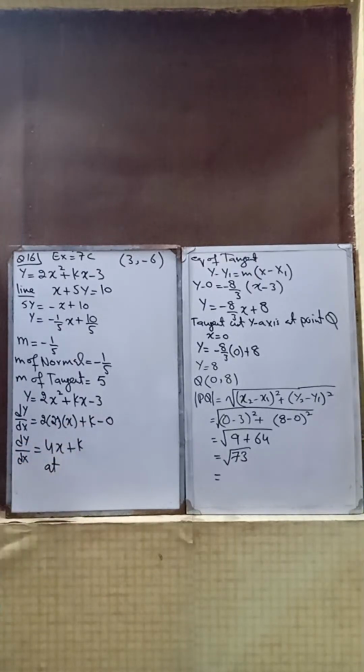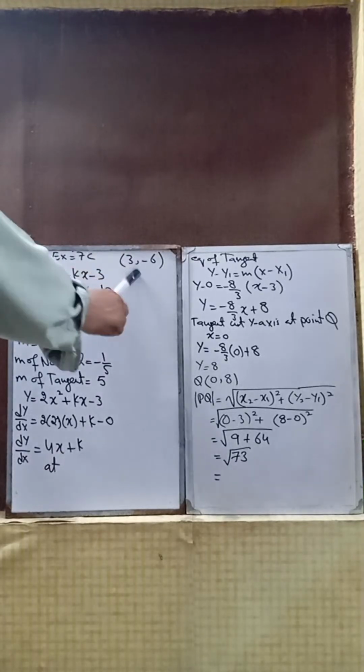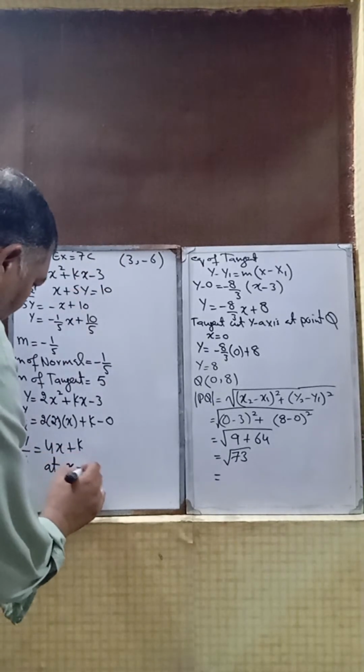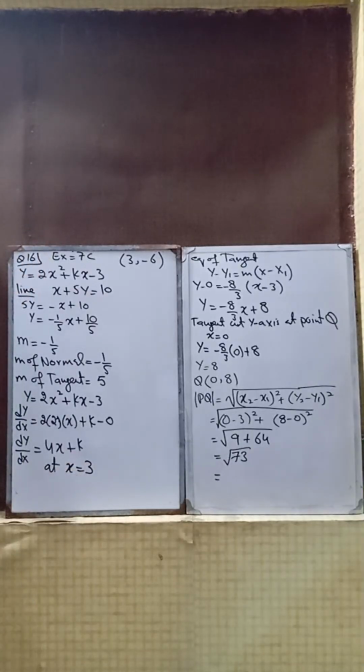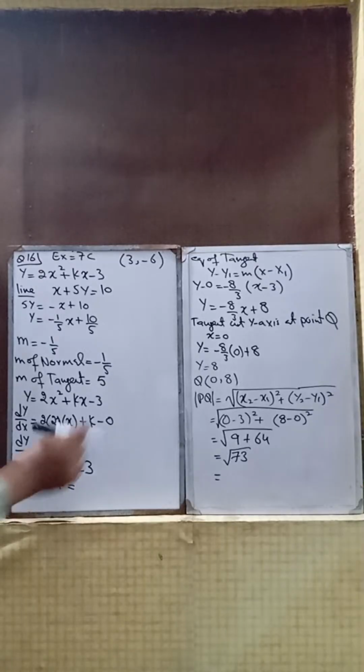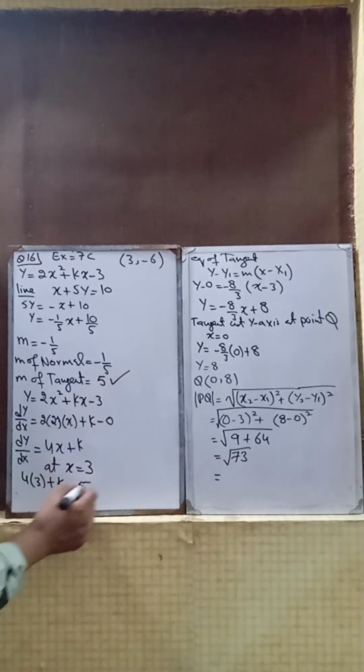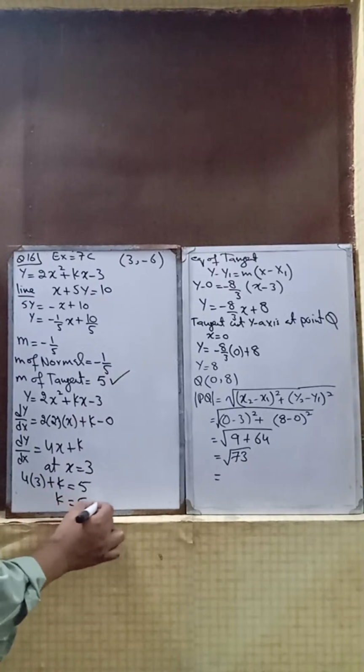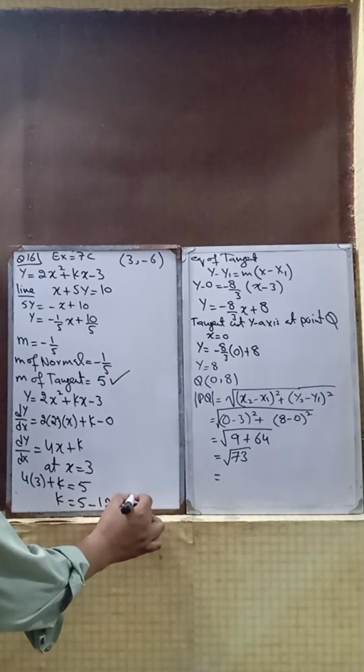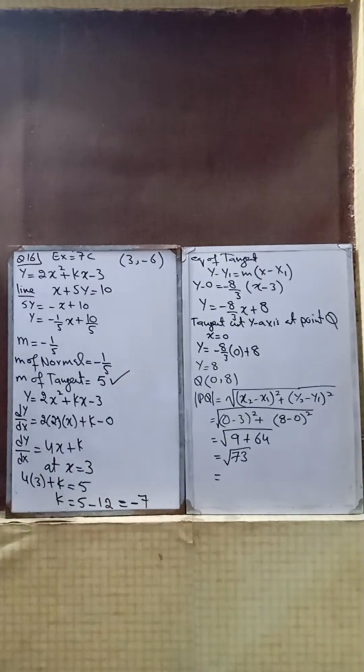So at this point, at x equals 3, this is the gradient of the tangent there. So it will become 4 into 3 plus k. And we know that the gradient of the tangent will be 5. So from here I can find 5 minus 12, and that will be equal to minus 7. So the value of k will be minus 7. So let me check. The value of the a part is minus 7. So the answer is correct, sir. This is the a part.